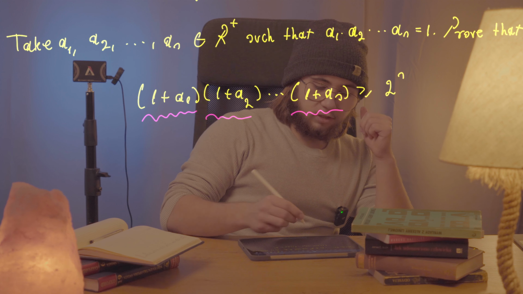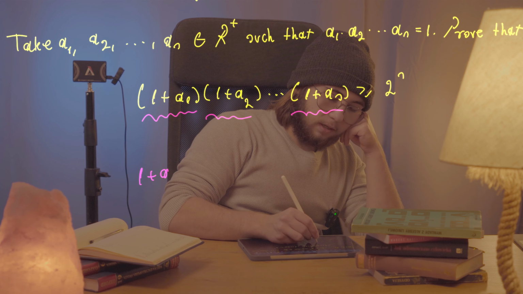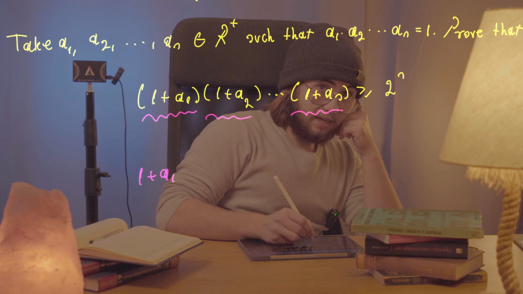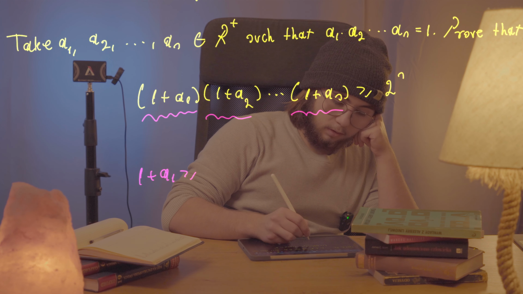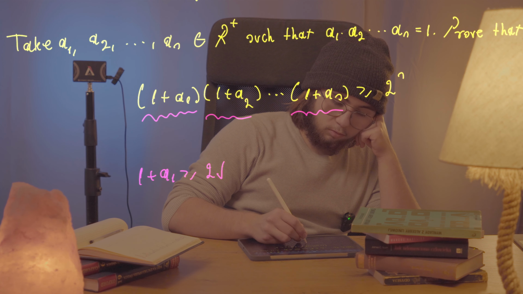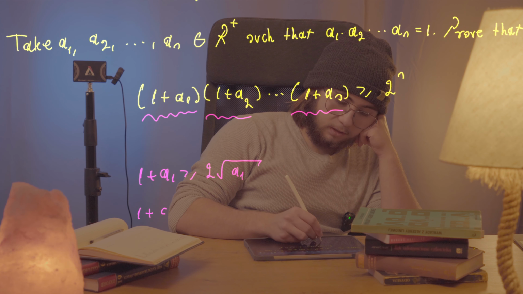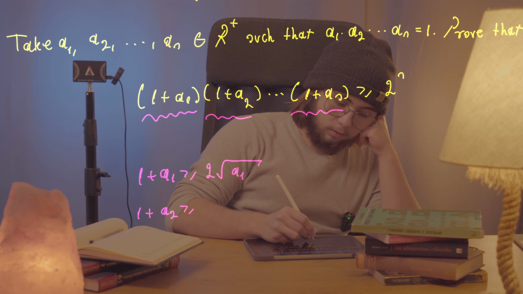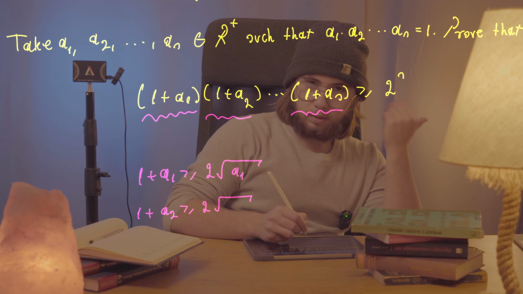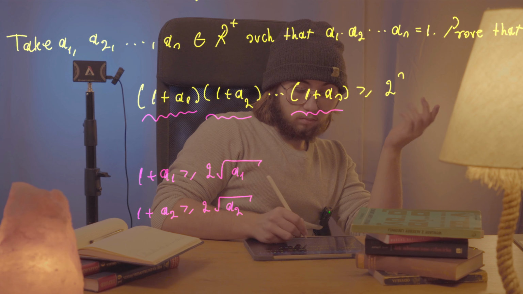separately. So we see that 1 plus a1 is, by AM-GM, greater than or equal to double the square root of 1 multiplied by a1, which is just a1. Okay. We see that 1 plus a2 is greater than or equal to double the square root of 1 times a2, which is a2. Lovely.